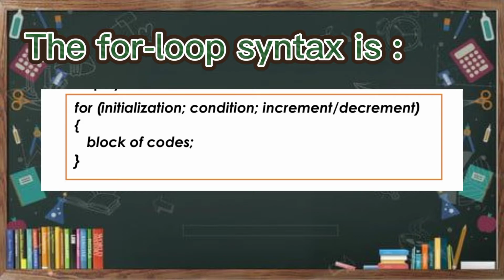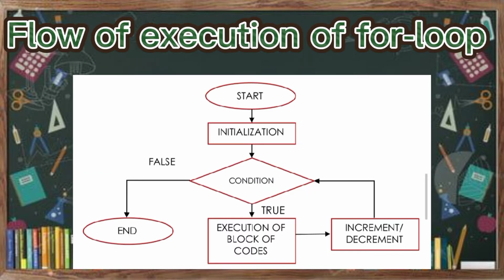Condition is where you set the condition which, when satisfied, the loop is executed, otherwise the for loop is terminated. Increment, decrement is where you set updates on the value of your variable, either in increments or decrements. Flow of execution of for loop.